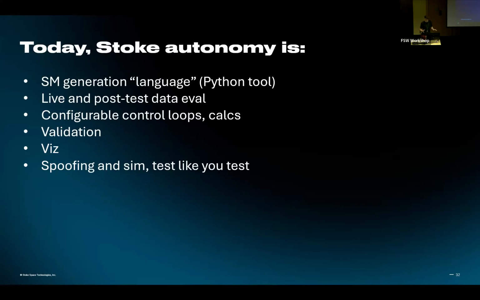We're kind of going to hand wave that for today, although you can imagine that there are some things where a state machine is probably not the easiest way to describe it. Like if you want to have a PID loop, building that out of a state machine would be a little bit verbose. Validation, visualization, and then major coming up is the spoofing and sim side of things. You really want to do everything you can to test this like you're actually going to test it on hardware.